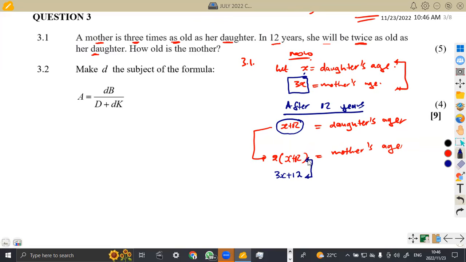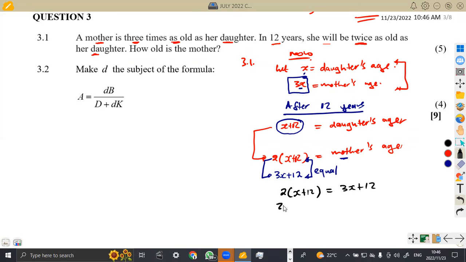So we can formulate an equation from these two, because we are referring to the mother's age in 12 years time as twice the daughter's. We are also referring to the mother's age in terms of her original age, to which we just added 12. So now we have two expressions which are equal, but written in different ways. Having these two expressions, we can solve for x. You can formulate an equation to say 2 into x plus 12 is equivalent to 3x plus 12. That's an equation that you can solve.